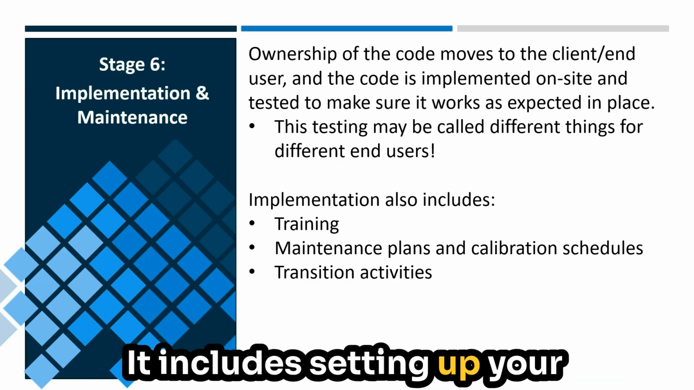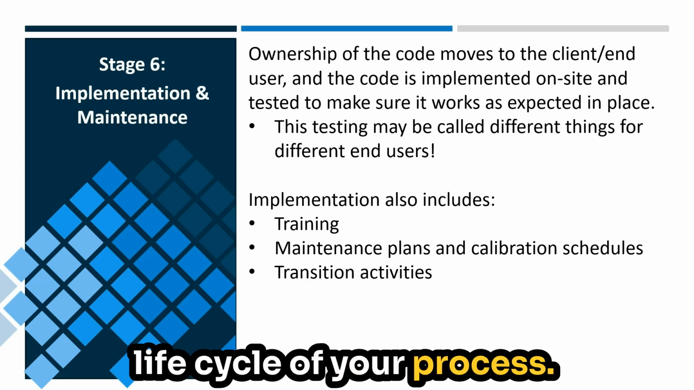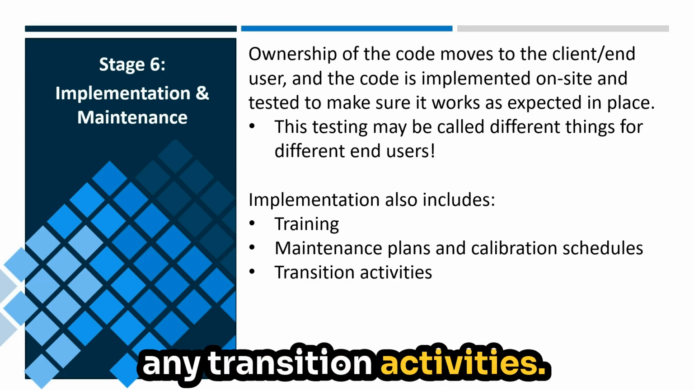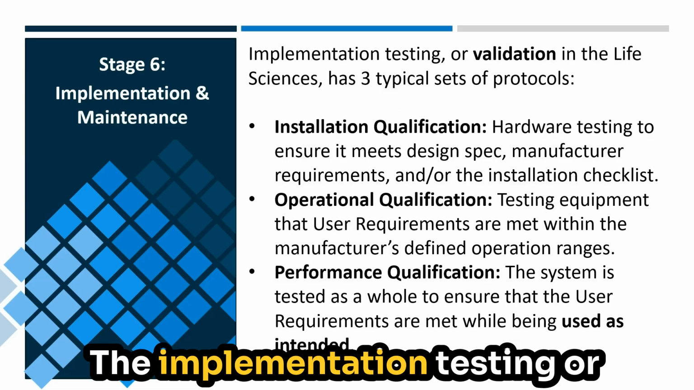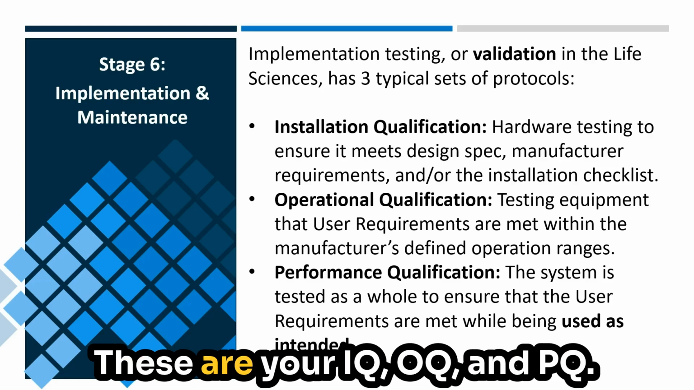It includes setting up your maintenance plans going forward throughout the entire life cycle of your process. It also involves your calibration schedules and any transition activities. The implementation testing or validation in the life sciences has 3 typical sets of protocols. These are your IQ, OQ, and PQ.